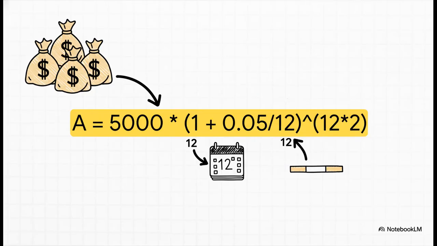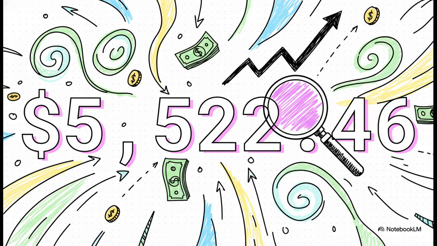Now for case 2. We're following the exact same logical steps, just with different numbers. Our principal P is $5,000. Our rate I is 0.05 divided by our more frequent N of 12 for monthly compounding. And that's all raised to the power of 12 periods times 2 years. Here, the investment grows to $5,522.46. So even with a lower interest rate and a shorter investment horizon, the combination of a much larger principal and that high-frequency monthly compounding resulted in over $522 of growth after 24 compounding periods. This really shows how the variables interact.